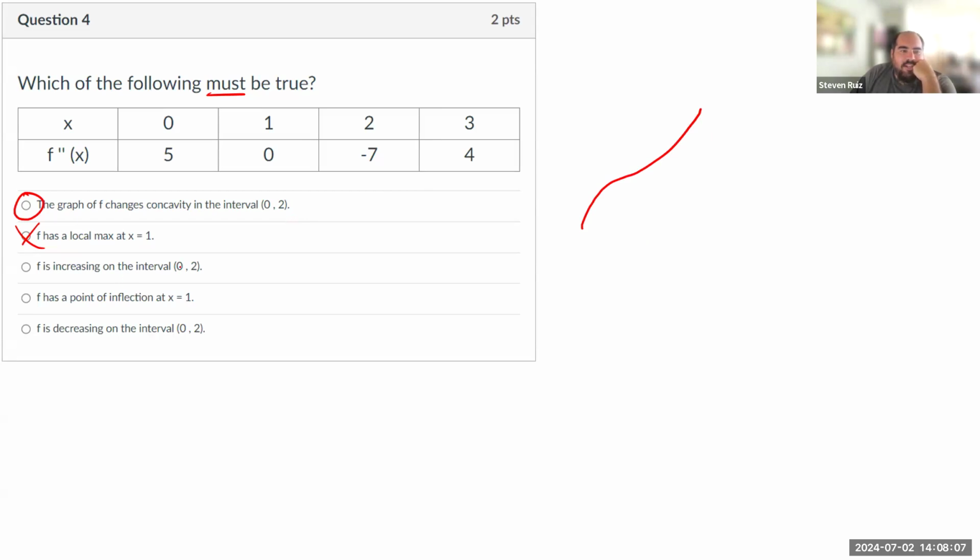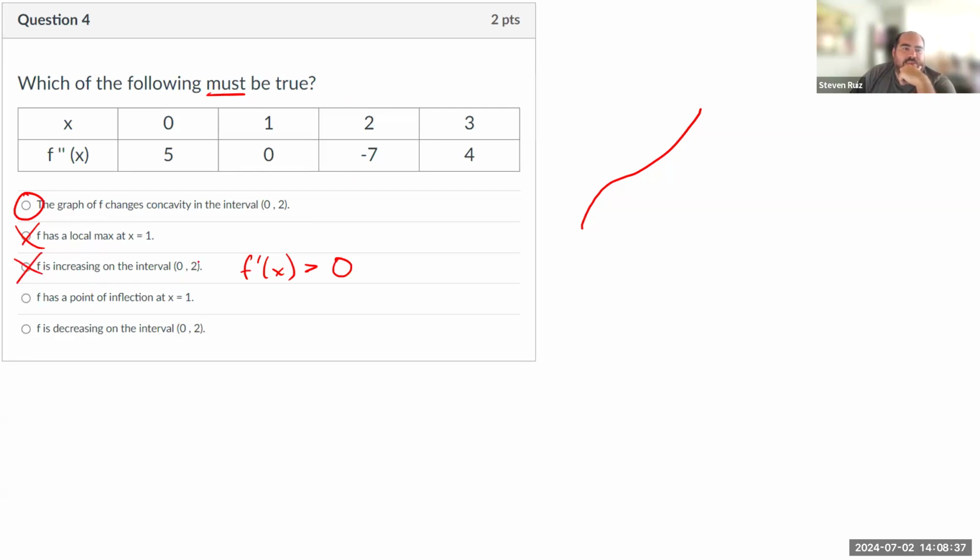F is increasing on the interval 0 to 2. So another thing there is equivalently f prime of x is positive. So we know our concavity goes from positive to inflection to negative, but that doesn't mean that the first derivative is ever positive. It could very well stay negative the entire time.